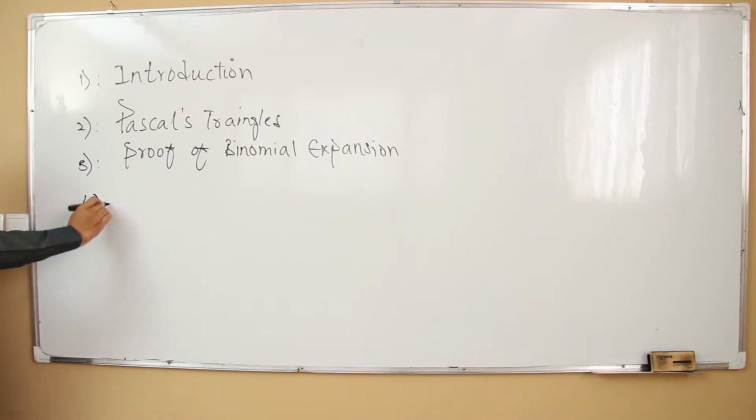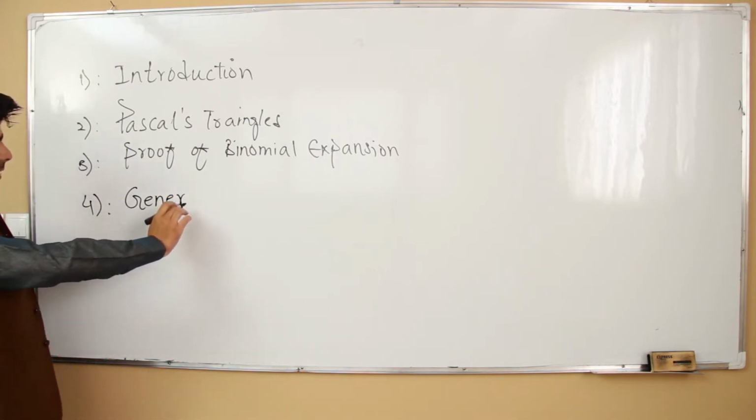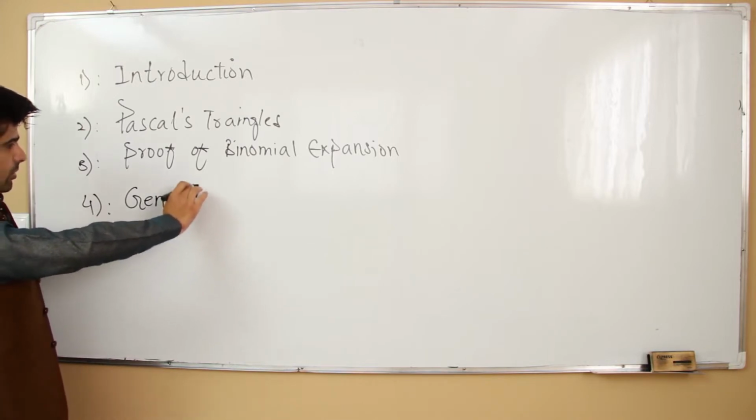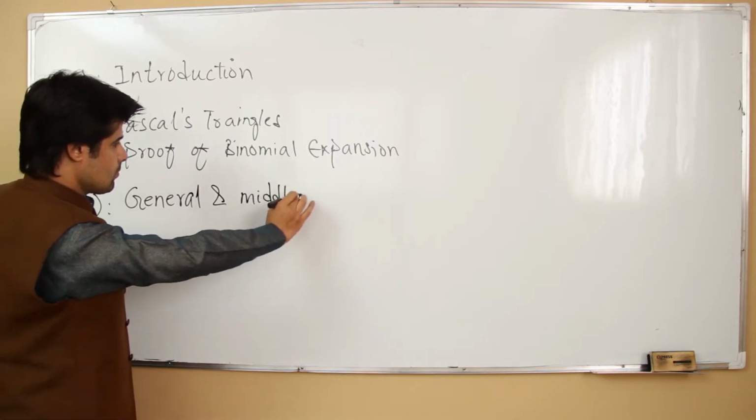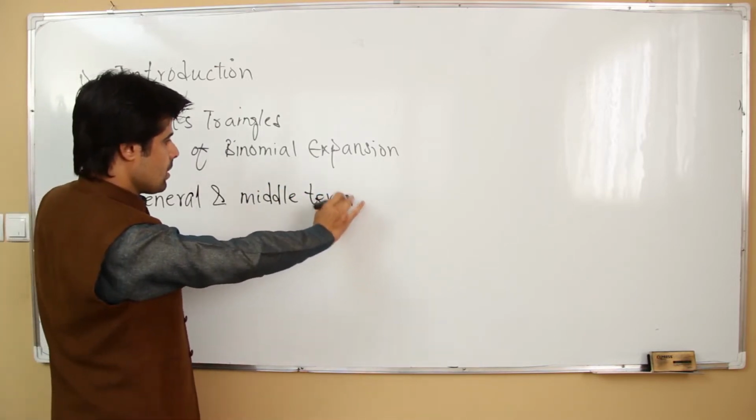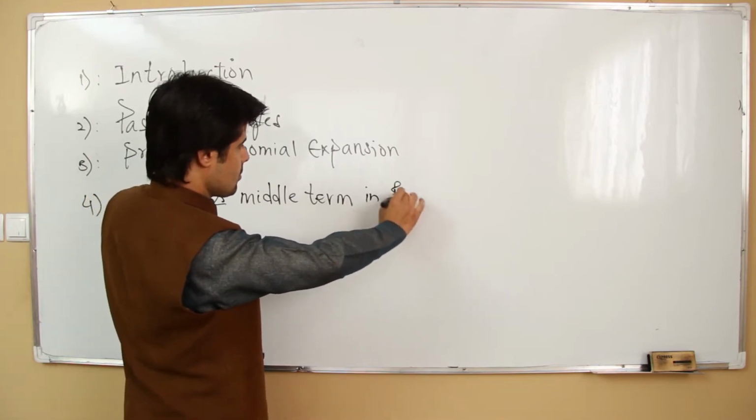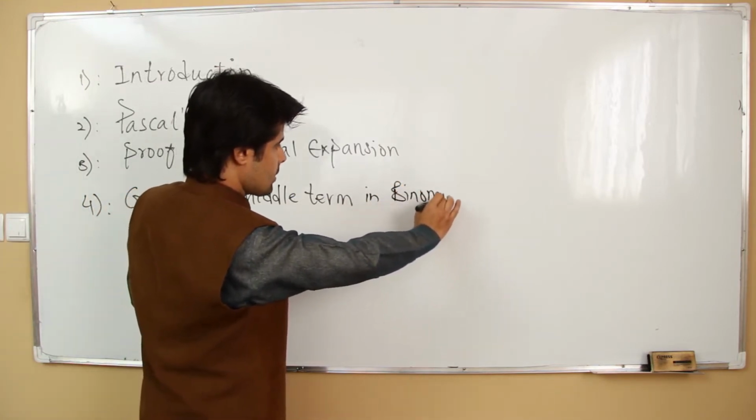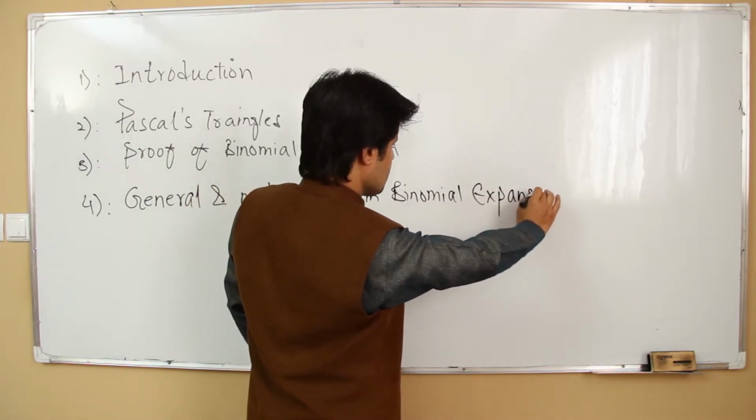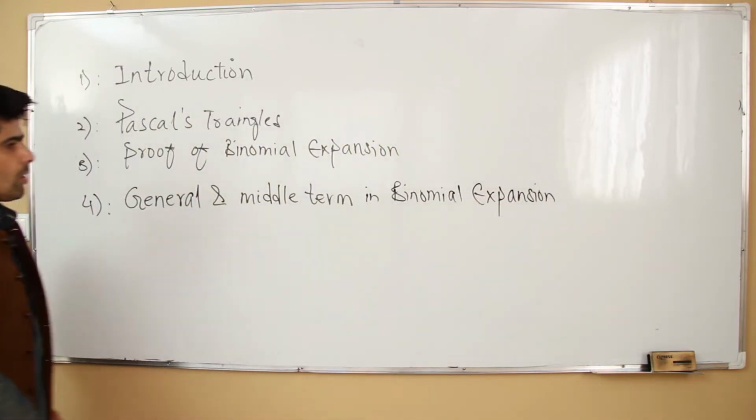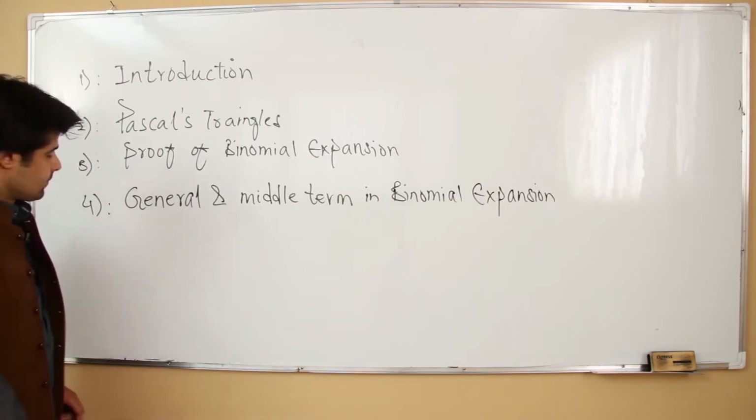And number 4, how we can define the general and middle term in binomial expansion, with all the special cases.